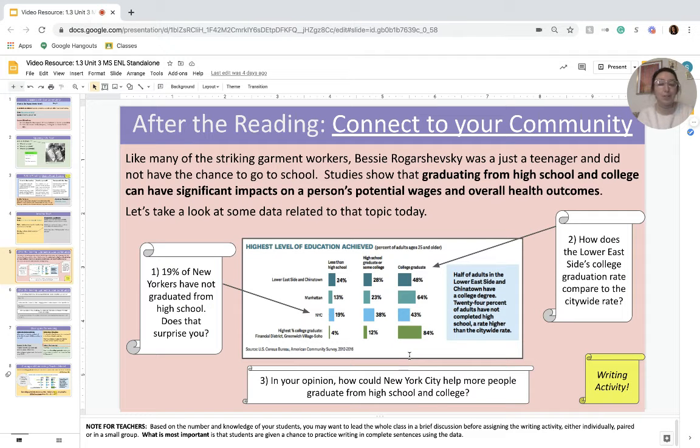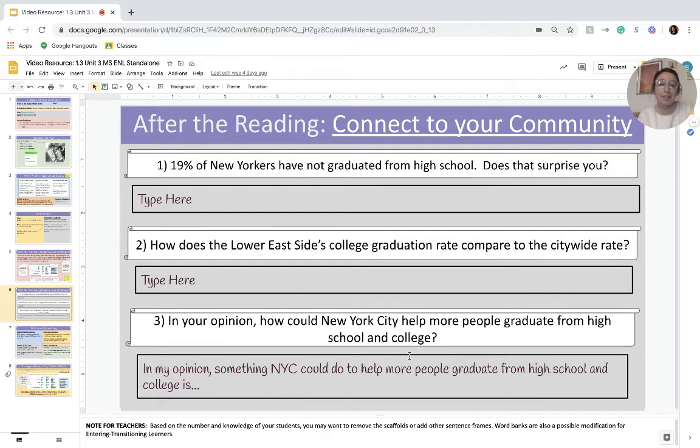Then we return to the New York City Community Health Profiles. So today, looking at high school graduation. This is a writing activity, so students will write in response to these questions. The reason I say it's probably the best idea to assign this presentation as the student's assignment today is because there's a slide right here where students can type.